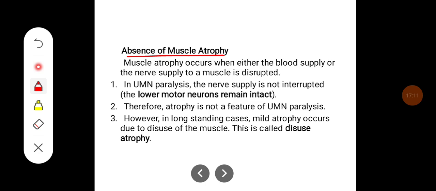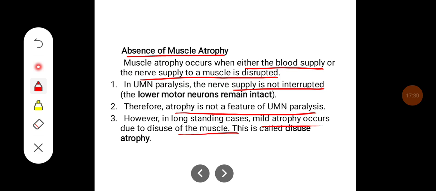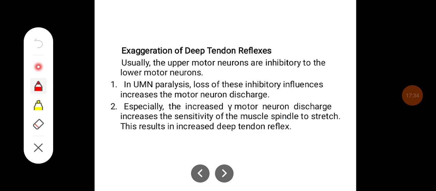Absence of muscle atrophy. Muscle atrophy occurs when either blood supply or nerve supply to the muscle is disrupted. In UMN paralysis, nerve supply is not interrupted. Therefore, atrophy is not a feature of UMN paralysis. However, in long standing cases, mild atrophy occurs due to the disuse of muscles, which is called as disuse atrophy.